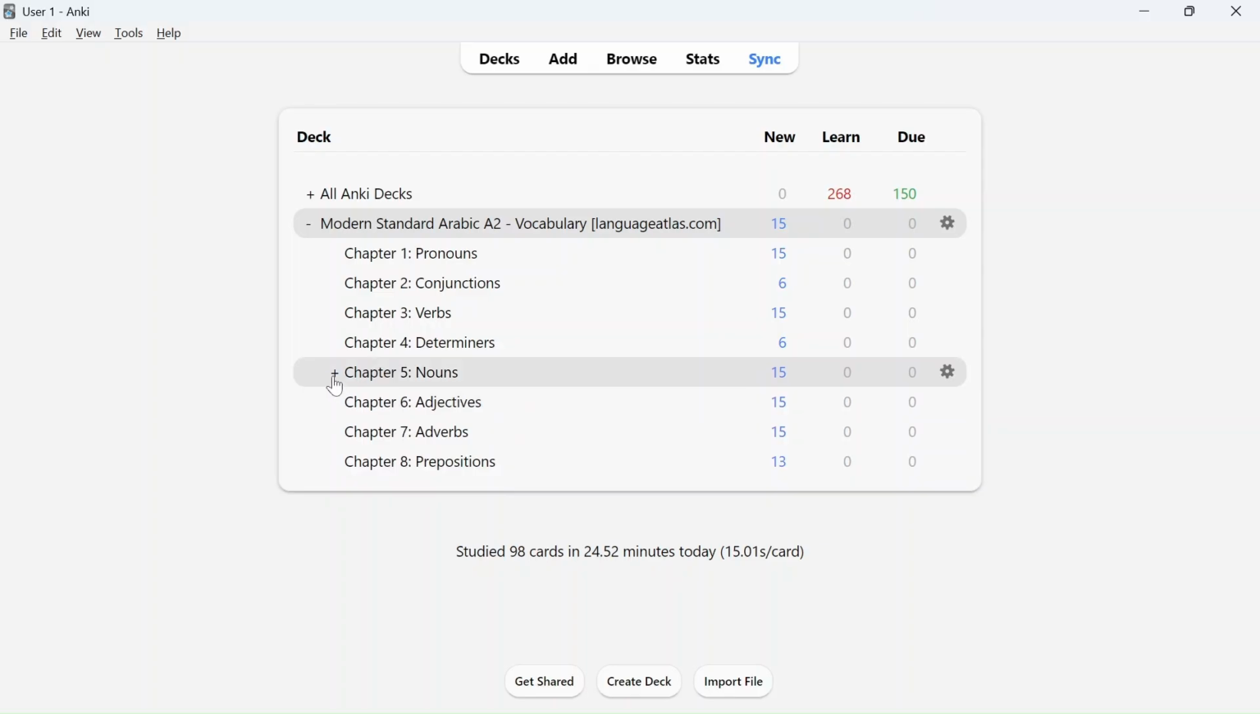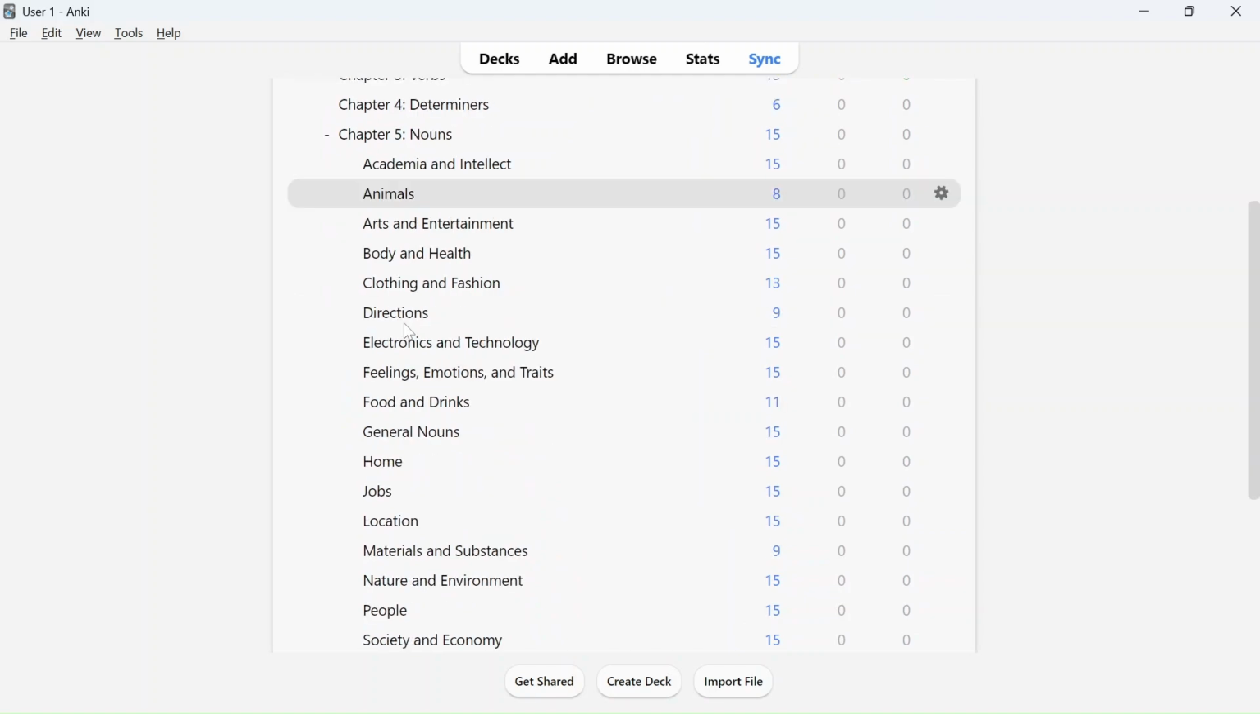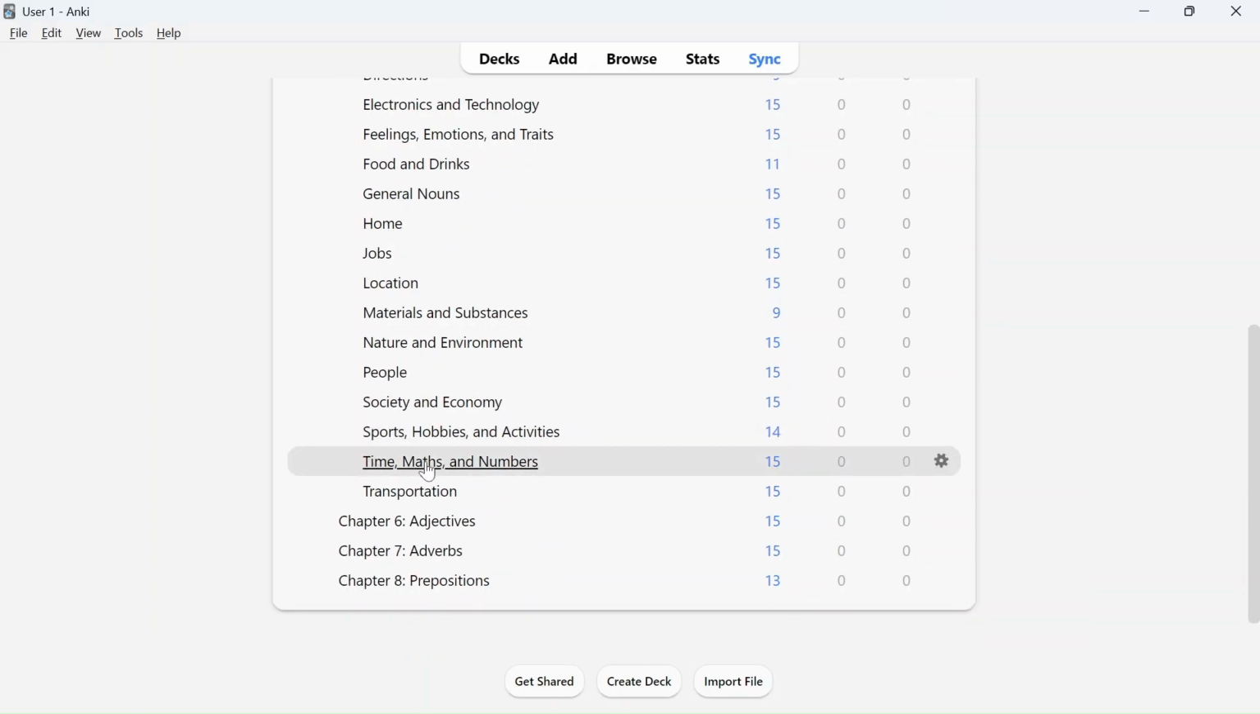Now, if I go to chapter 5 nouns, in front of it you can see that there's a little plus icon. If I click on it, you can see that there are subdecks inside of it, 20 to be precise, ranging from academia and intellect, animals, arts and entertainment, all the way to time, maths and numbers, and transportation.